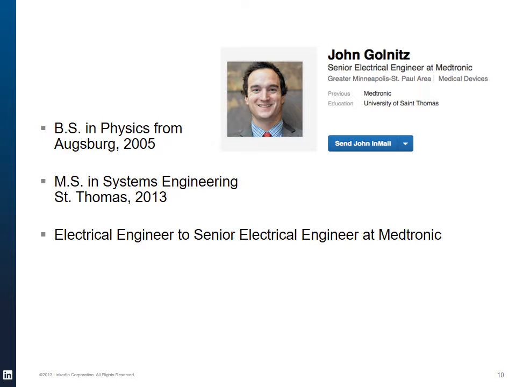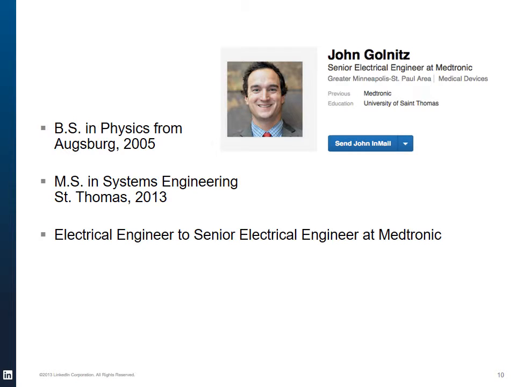Found out that he got his Bachelor's of Science in Physics from Augsburg in 2005. He went on to get a master's in systems engineering at St. Thomas. He graduated in 2013. He went on to work as an electrical engineer and then was promoted to senior electrical engineer at Medtronic, and he's still there right now. Wouldn't somebody like this be really helpful to talk to? Like, I need some advice on figuring out grad school, and now you're working kind of in the area that I eventually want to get to? I think he might have some words of wisdom.